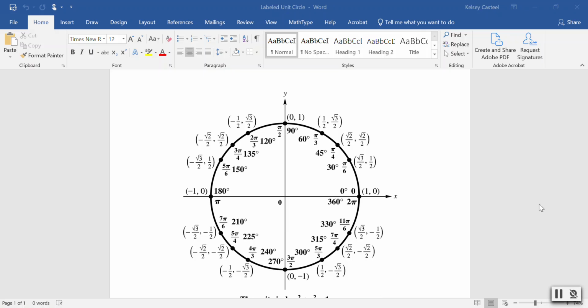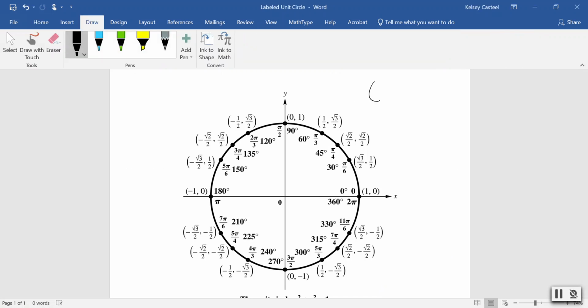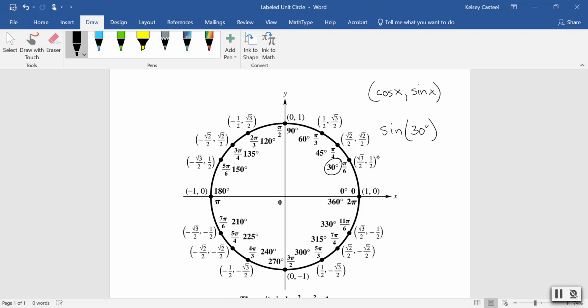Recall on the unit circle that for any given angle that is marked on the unit circle, the ordered pair associated with it is given in the format cosine of x, sine of x. So when I look at my unit circle, I'm focusing on all of the second coordinates because we're talking about the function sine of x. Let's look at an example of using a positive x value. So sine of, let's say, 30 degrees. That's in quadrant 1. The sine value of 30 degrees, looking at the second coordinate, is positive 1/2.